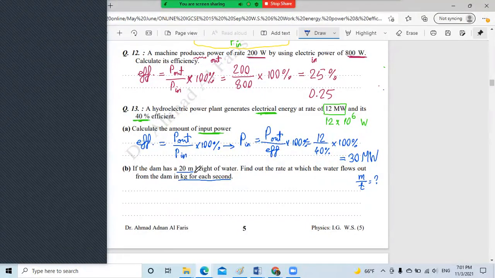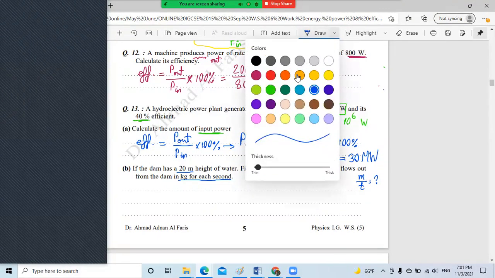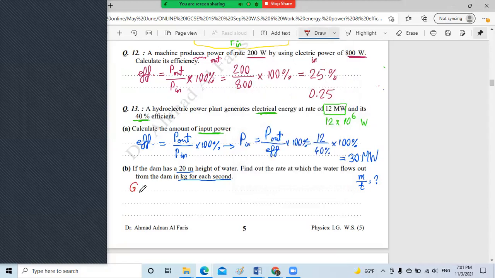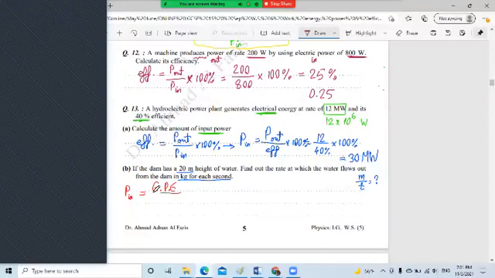This height is the gravitational potential energy. Bravo, Muhammad. Thank you. So the 30 megawatt is what? Is the gravitational potential energy. So I'm talking about power here, okay? The power P is equal to gravitational potential energy divided by time t.